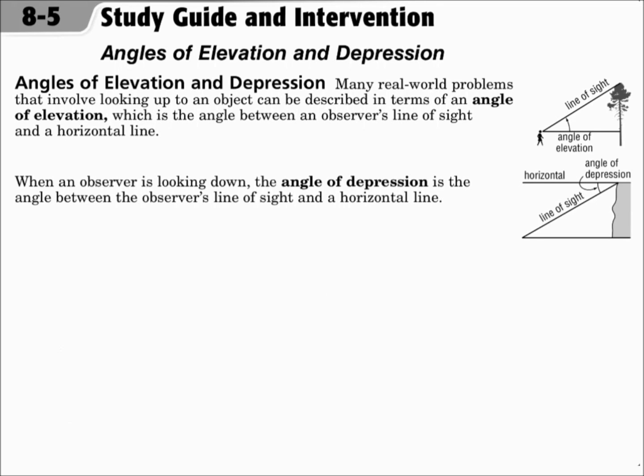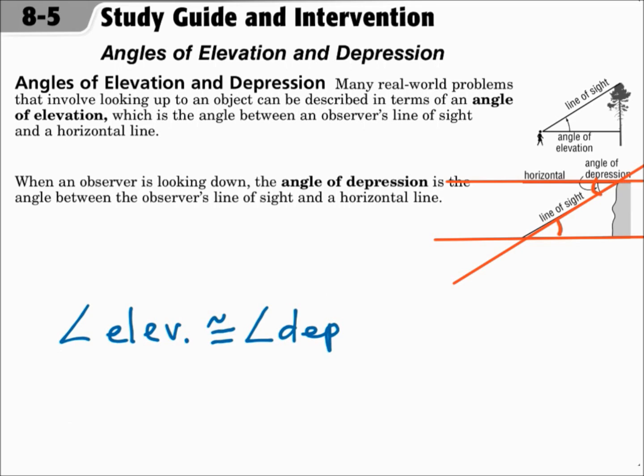Another thing to consider, with the angle of depression, we have two parallel lines cut by a transversal, and alternate interior angles are congruent. So if you consider the angle of depression, which starts horizontal and looks down, is congruent to an angle of elevation that would start horizontal and look up. So an angle of elevation is always the same as the angle of depression.